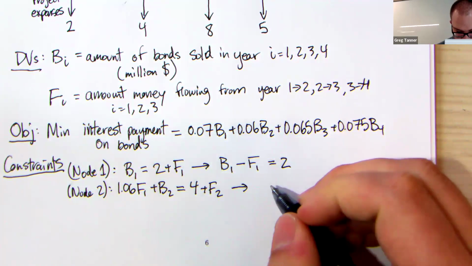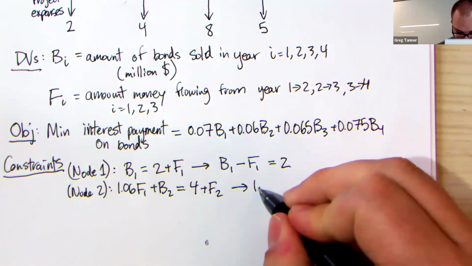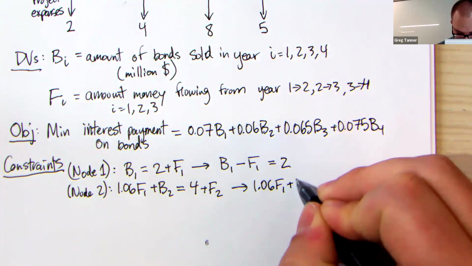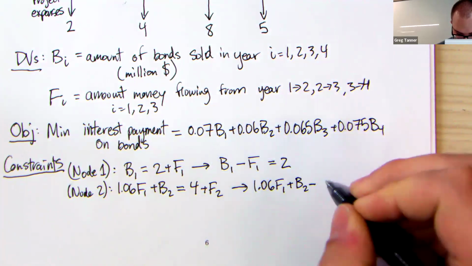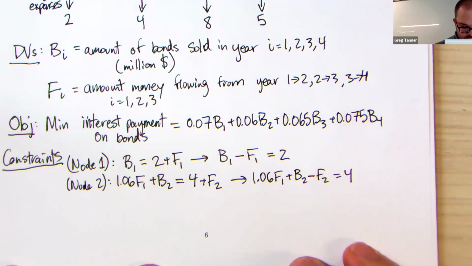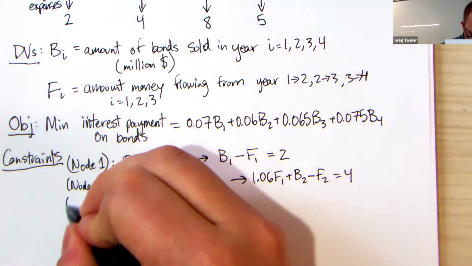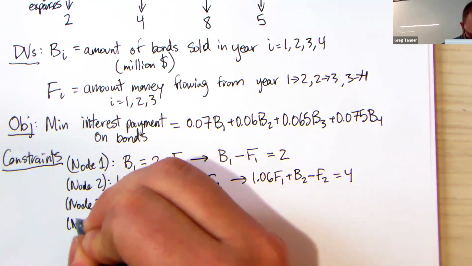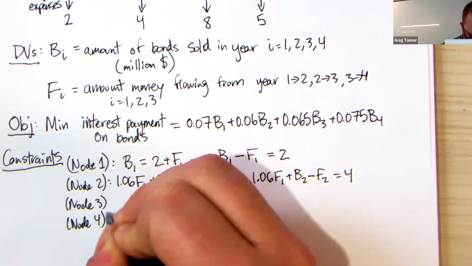And if we rearrange this to get all our variables onto the same side, 1.06 F1 plus B2 minus F2 equals 4. Let's repeat for node 3 and node 4.